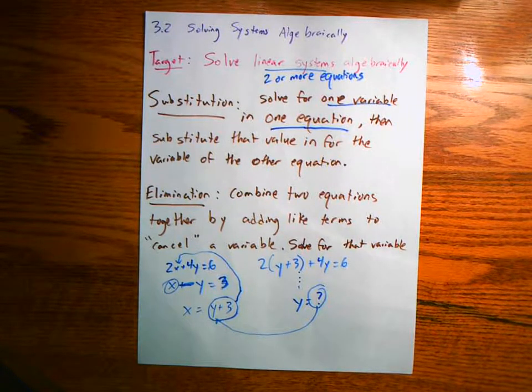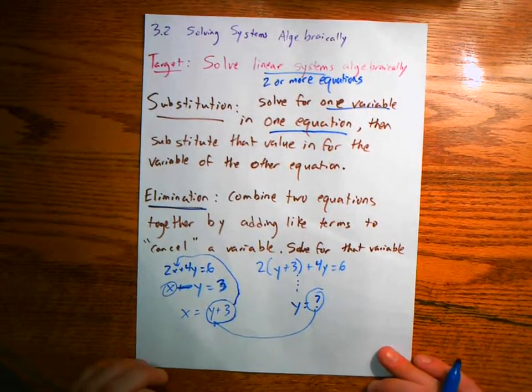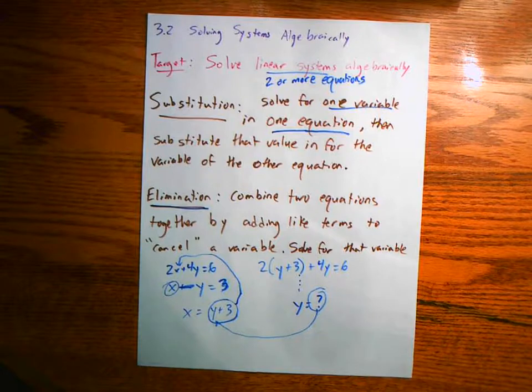Now the other one I want to talk about is elimination. Elimination is if you combine the 2 equations together and you add the like terms up vertically, you're going to end up canceling one of the variables, or eliminating it from both of those equations, and then you solve from there.